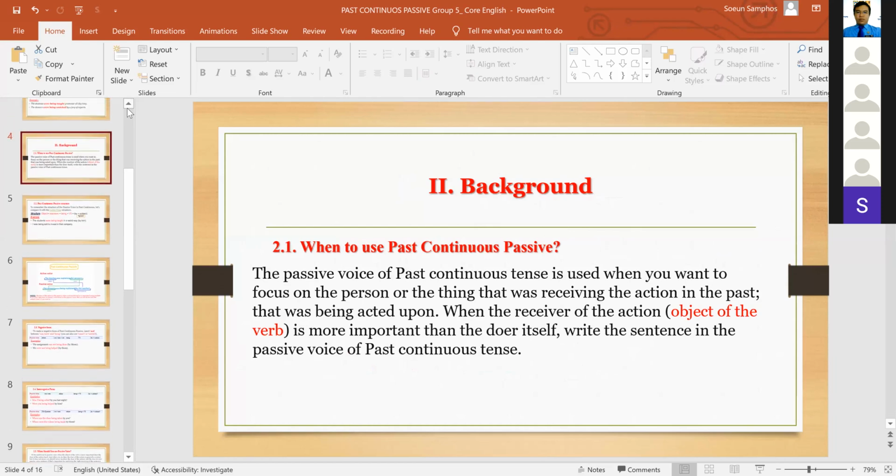Number 2, background. The first one: when to use past continuous passive. The passive voice in the past continuous tense is used when you want to focus on the person or the thing receiving the action in the past, that was being acted upon. The receiver of the action, the object of the verb, is more important than the doer. Write the sentence in the passive voice of the past continuous sentence.